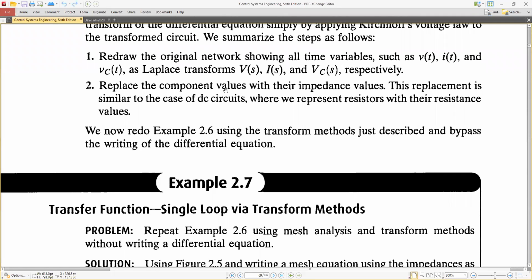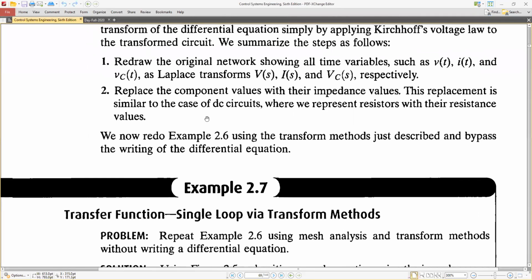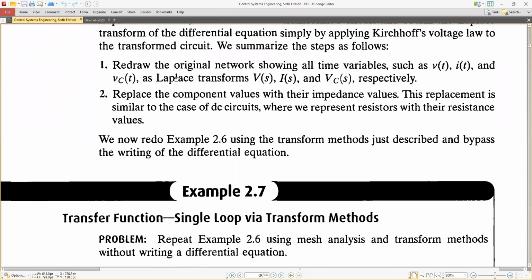So how will we change this directly? Redraw the original network showing all time variables such as v(t), i(t), and vC(t) as Laplace transforms, V(s), I(s), and VC(s) respectively. See, first of all, when you get the figure in the question, then change it to the new form.